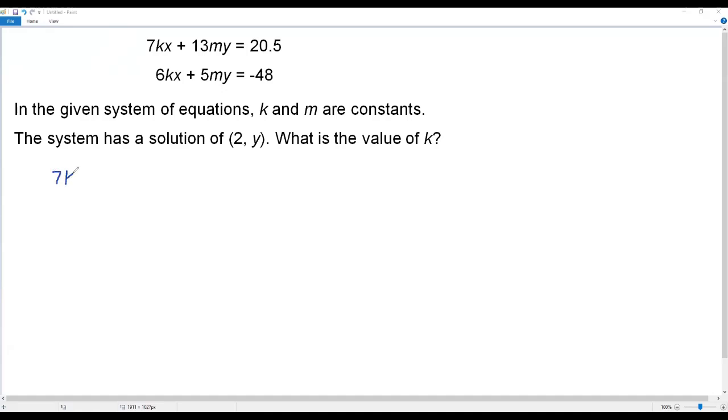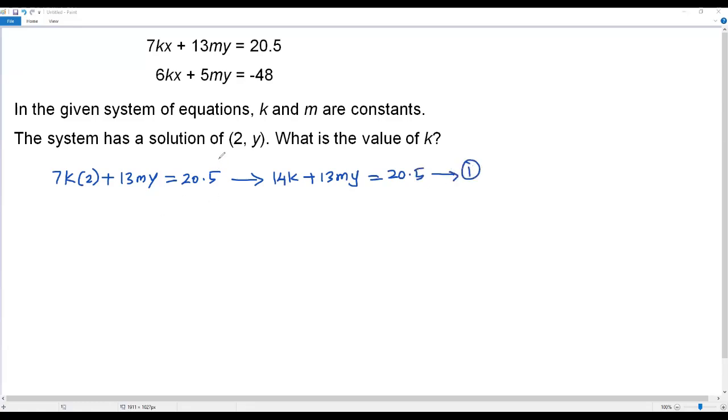So we have 7k times 2 plus 13 times m, and I'm going to plug in the y coordinate y for the y in the first equation. Plugging in y for y, I'm getting 13 times m times y equals 20.5. When I simplify, 7 times 2 is 14, so 14k plus 13my equals 20.5. I consider this equation number 1.